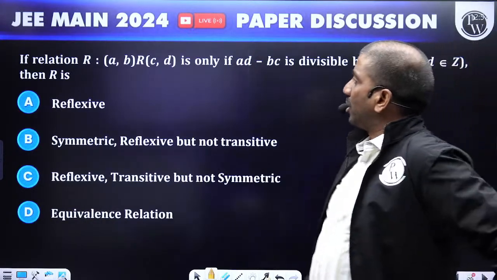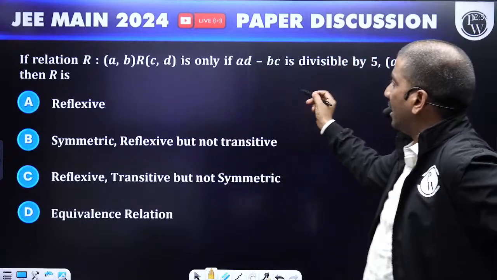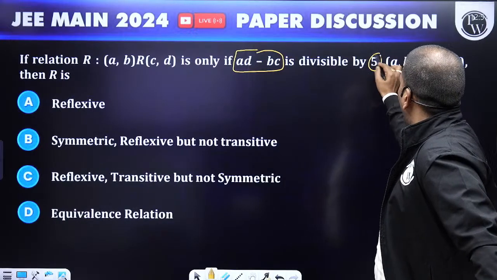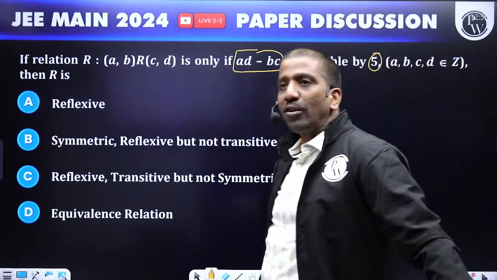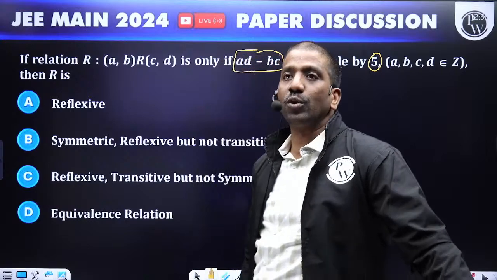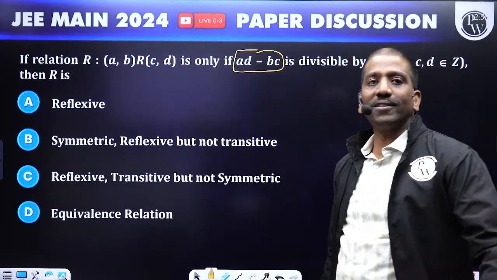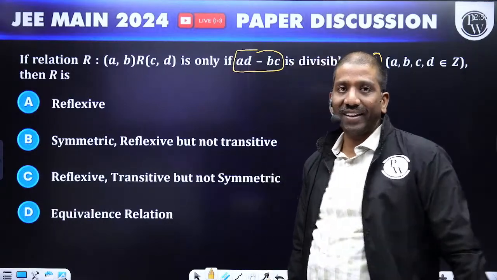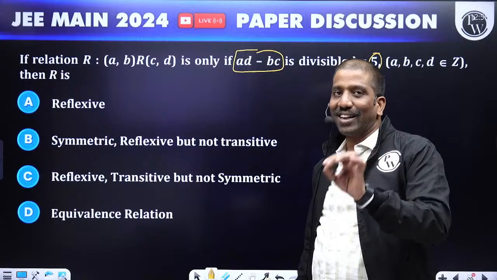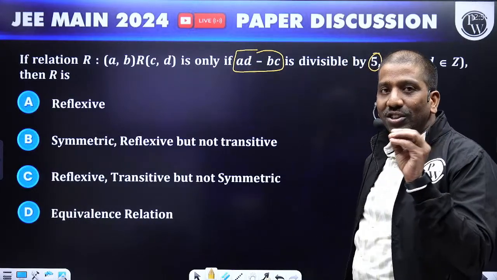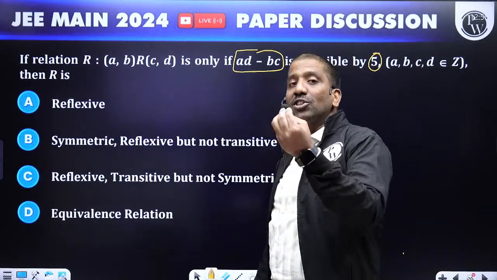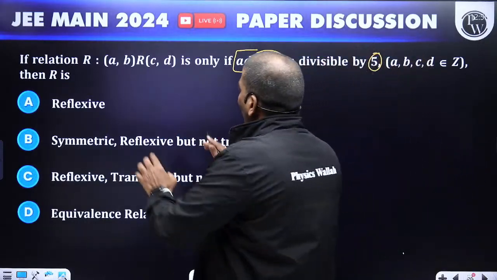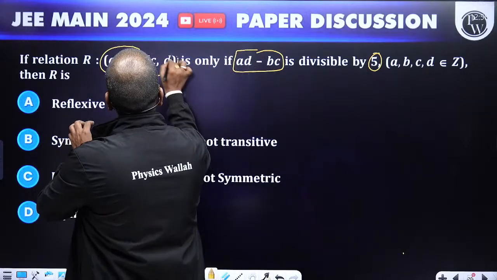The relation R is (a,b) R (c,d) if and only if ad minus bc is always divisible by 5. This is also one of the favorite questions for all the students, because in relations most of the cases we do very easily, right? But we need to understand this question carefully, because the elements are not just numbers, elements are ordered pairs.